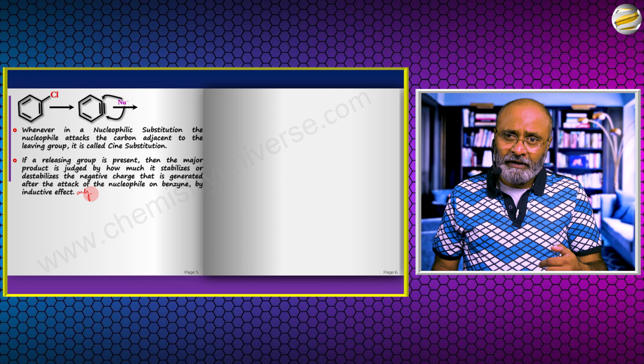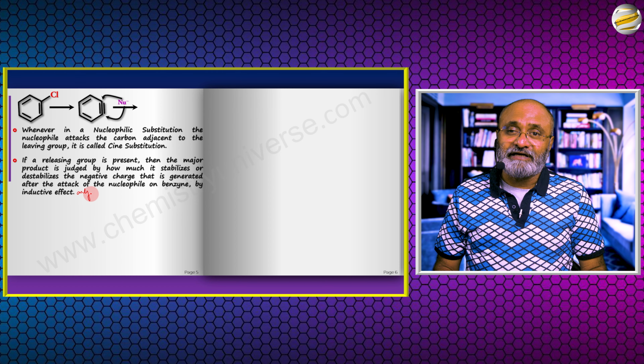It's not in the p orbital, and mesomeric effect works only with p orbitals. And therefore, you only have to check the inductive effect of the group attached. And how will you decide that?